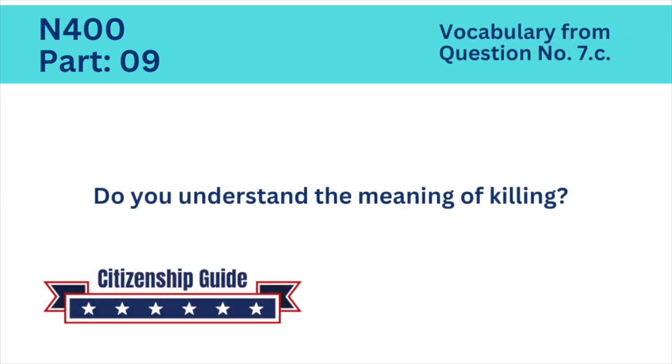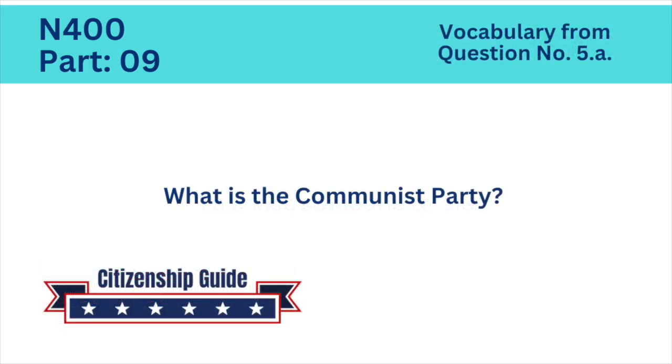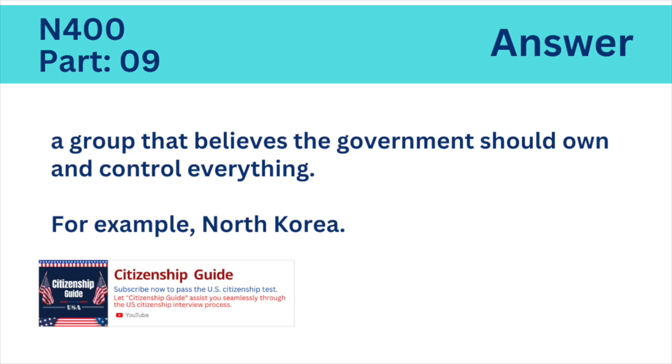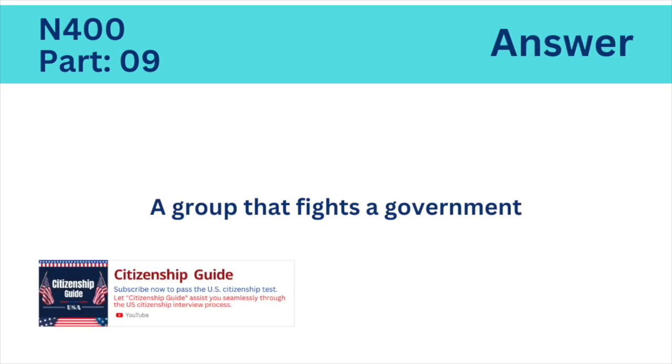Do you understand the meaning of killing? To cause someone to die. What is the Communist Party? A group that believes the government should own and control everything. For example, North Korea. What is rebel group? A group that fights a government.